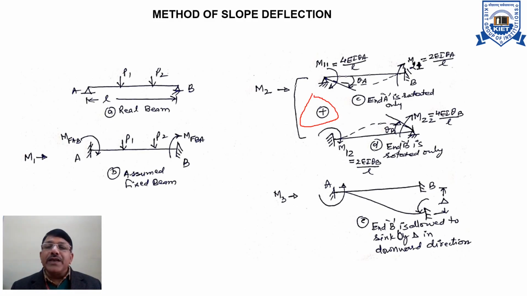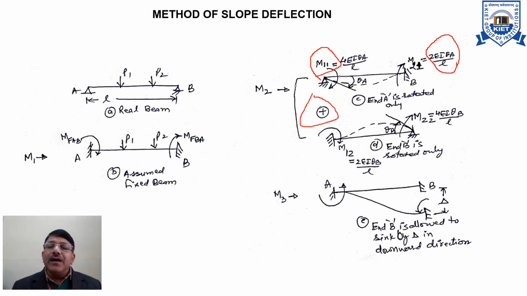You can notice here, this M11 is what? It is the moment required to rotate the end A by amount theta A, that is 4 EI theta A upon L. At the same time, this rotation of end A is going to induce a moment at B, that is how much? Half of the applied moment, that is 2 EI theta A upon L.